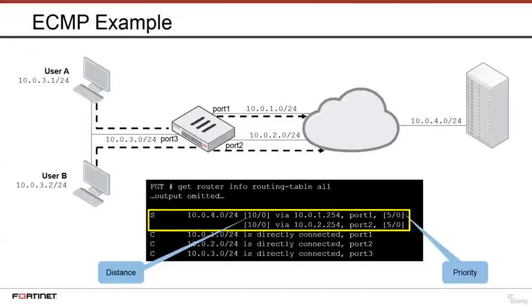While you can use ECMP to maintain multiple internet connections on FortiGate, it can be more efficient to use software-defined WAN features to accomplish this. You can still use ECMP for internal resources.